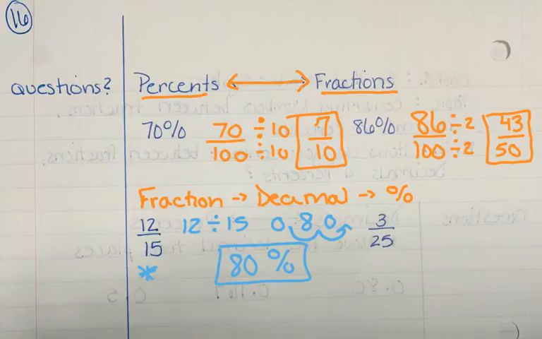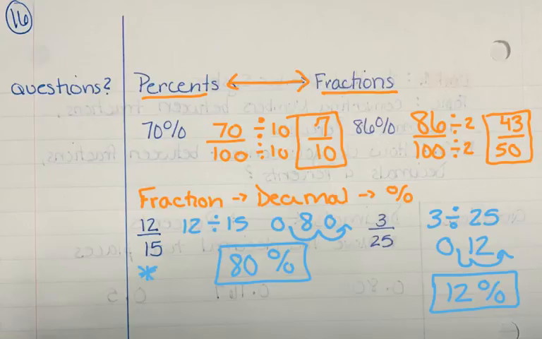All right, we're going to do the same thing. We're going to do 3 divided by 25, which will give us 0.12. And then I need to move that decimal place. So now the decimal is after the 12, so this becomes 12%. Hopefully this is a little bit of review for you.